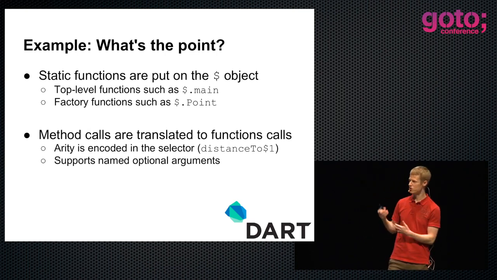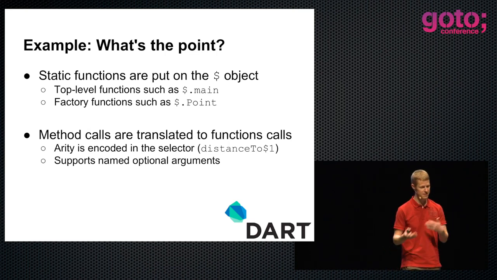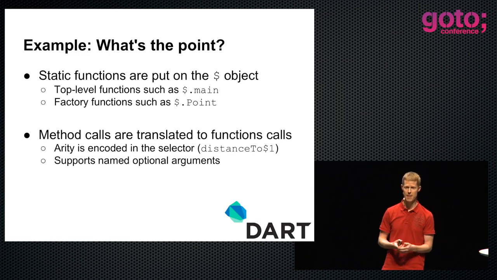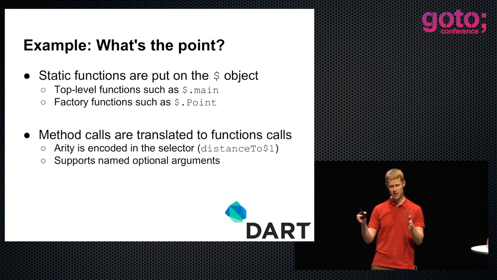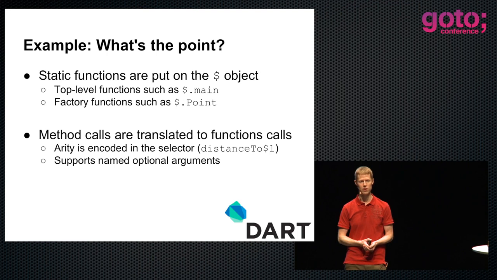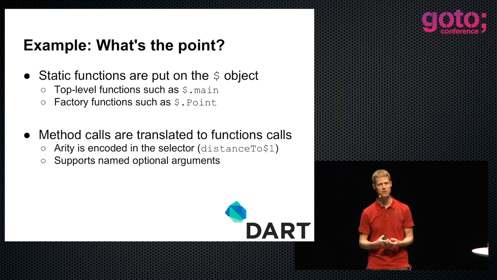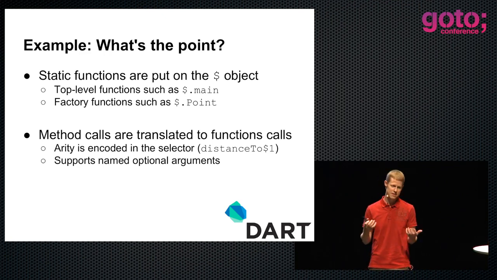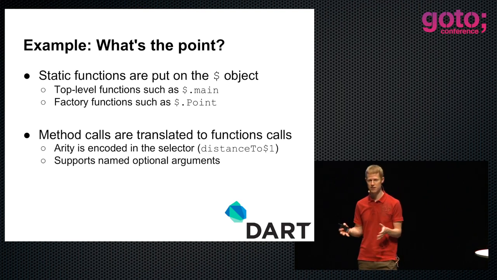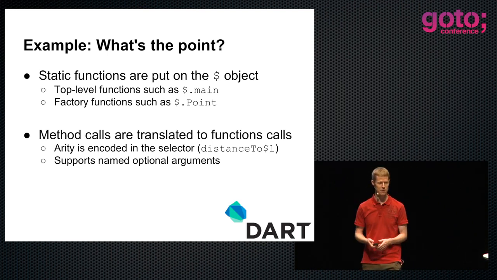So the method calls were just simple JavaScript function calls, except that we translate and encode the arity of the call in the name of the method that we're calling. This is also done to help us support something like a named optional argument, which is a feature of the platform. And essentially, we're just trying to make sure that the stricter semantics we have in Dart is kept when we compile to JavaScript.